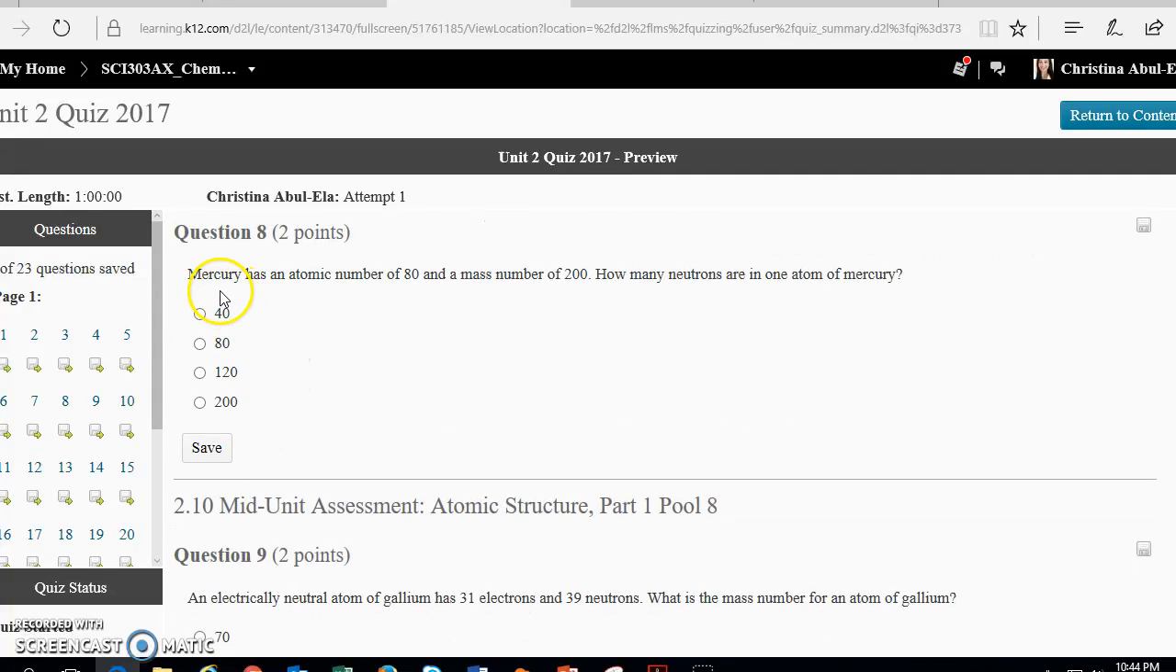Question 8. Mercury has an atomic number of 80 and a mass number of 200. How many neutrons are in one atom of mercury? Is it 40, 80, 120, or 200?